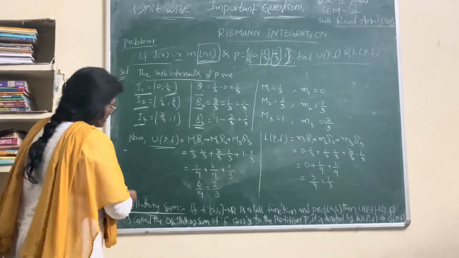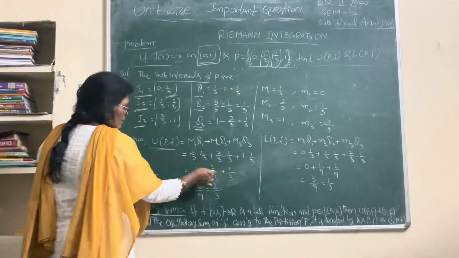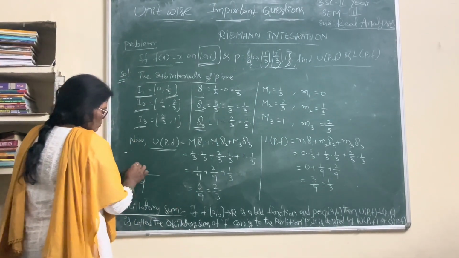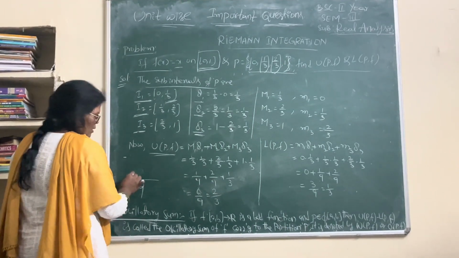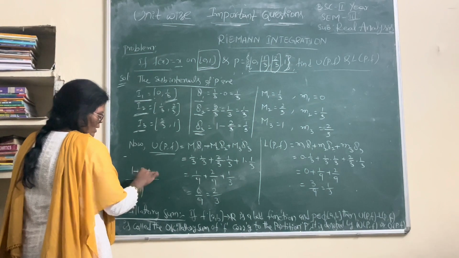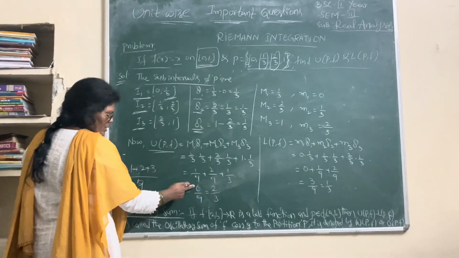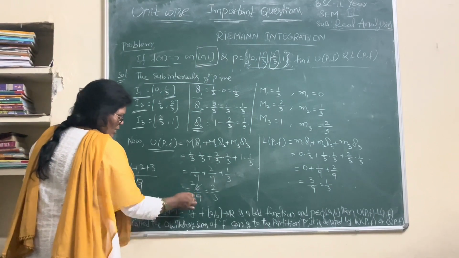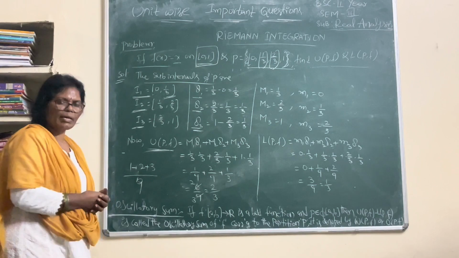So here the LCM is 9. And 3 into 1 is 3, so 1 plus 2 plus 3 is 6 by 9. 3 2s are 6, 3 3s are 9, so we should get 2 by 3. This is the upper Riemann sum.